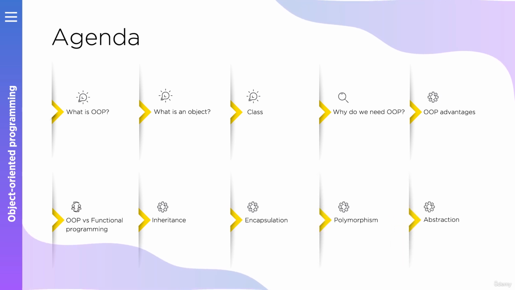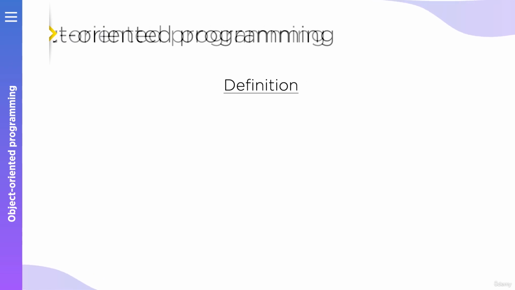We'll briefly discuss the functional programming approach so you would be able to understand the difference and better understand the OOP approach. And taking into account that this is a lesson about OOP basics, we'll talk about key object-oriented programming principles. So, let's start. Let's come up with a definition of OOP first.